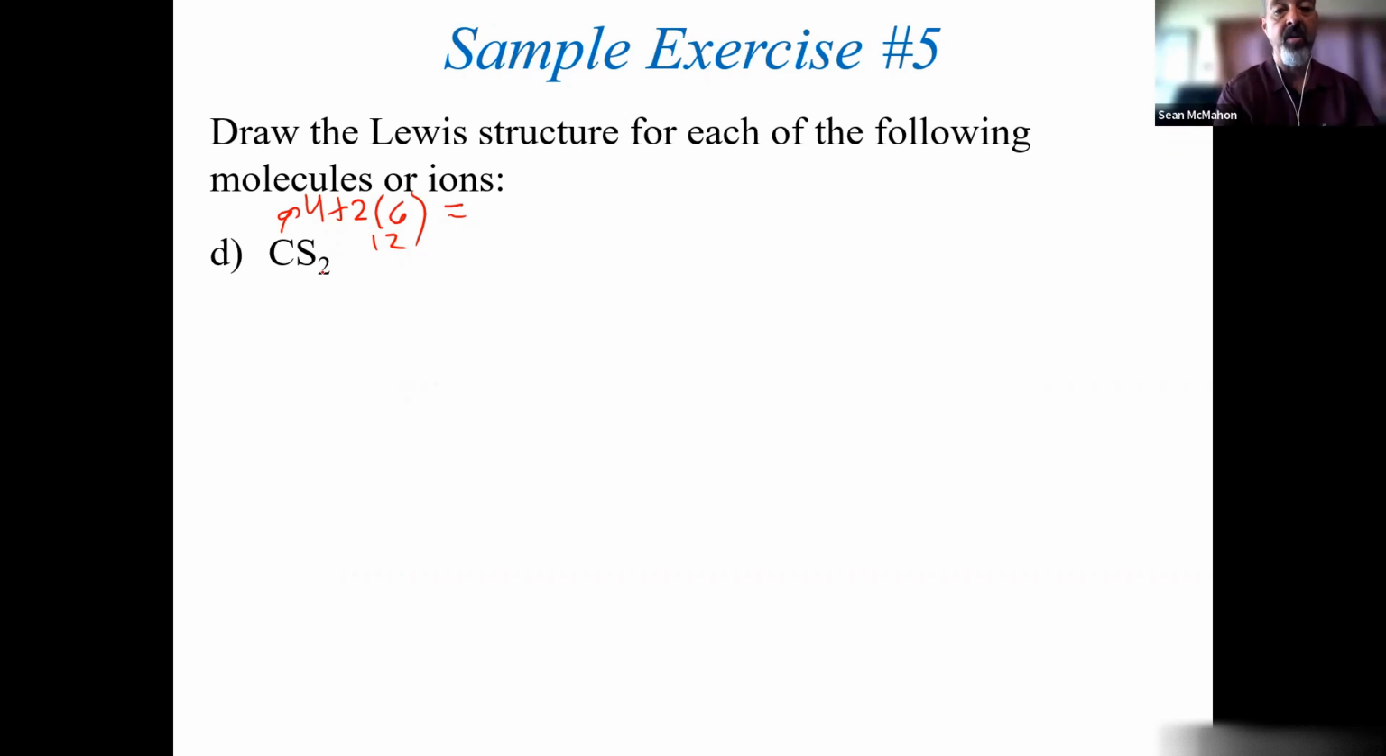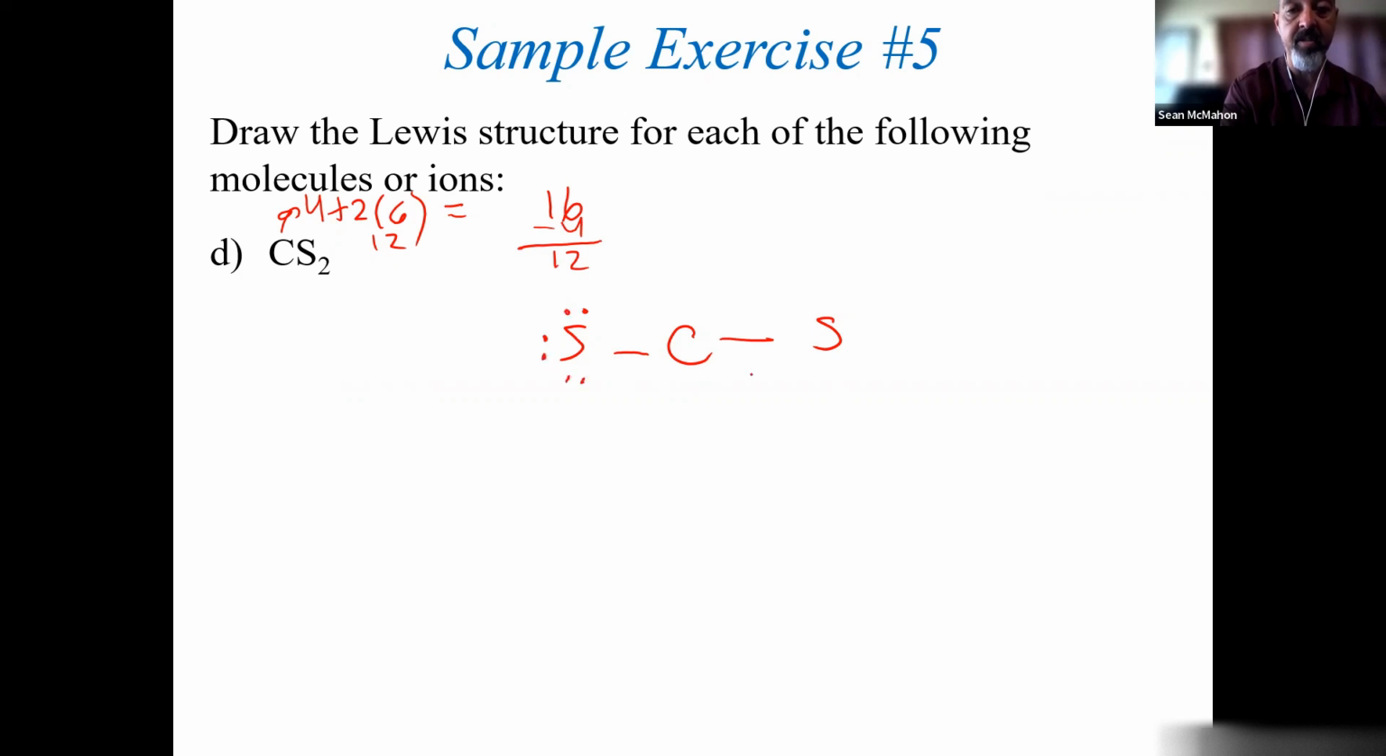So now I tally it up. I get 16 valence electrons. Okay. So who's in the center? Well, carbon's further to the right, so it's the center. And I have a sulfur and I have a sulfur. So the first thing is I want to form bonds. So 1, 2, I've used up 4 electrons. I have 12 left. So what do I do with the 12? 2, 4, 6, 8, 10, 12. So I've used that 12.